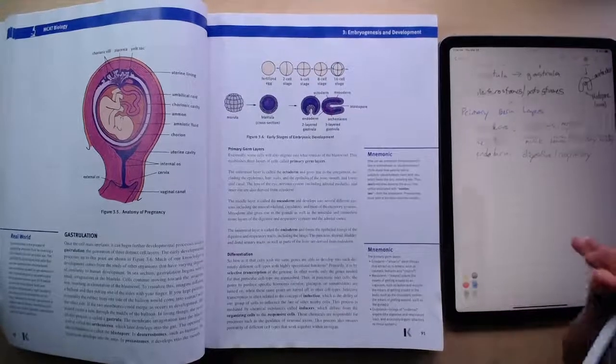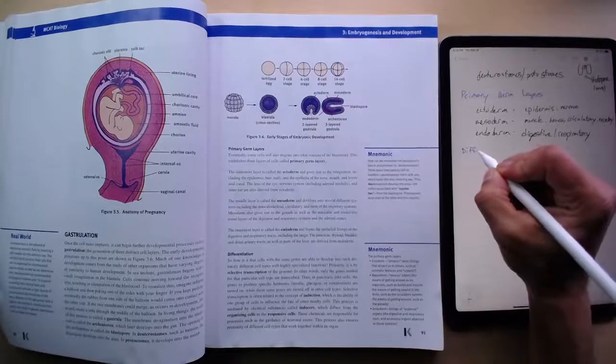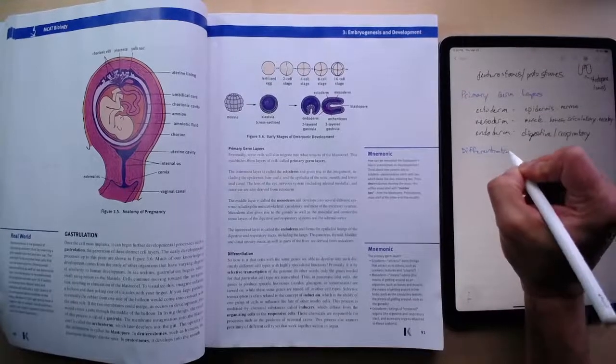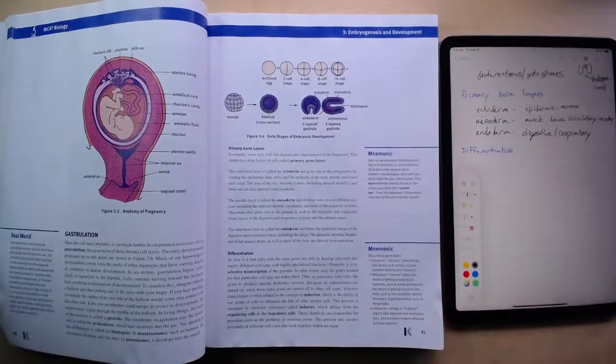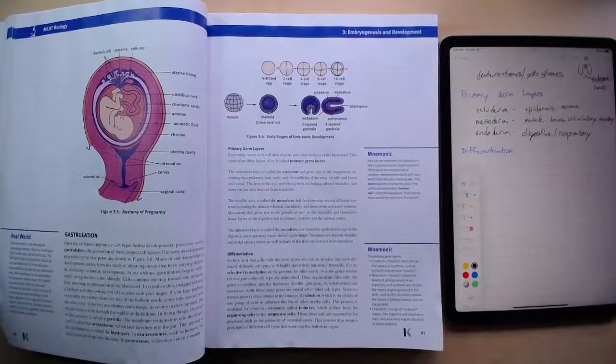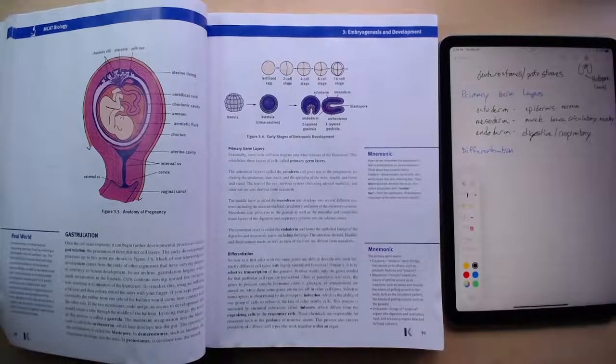Differentiation. So how is it that cells with the same genes are able to develop into such distinctly different cell types with highly specialized functions? Primarily, it is by selective transcription of the genome. In other words, only the genes needed for that particular cell type are transcribed. Thus, in pancreatic islet cells, the genes to produce specific hormones, insulin, glucagon, or somatostatin, are turned on, while these same genes are turned off in other cell types.